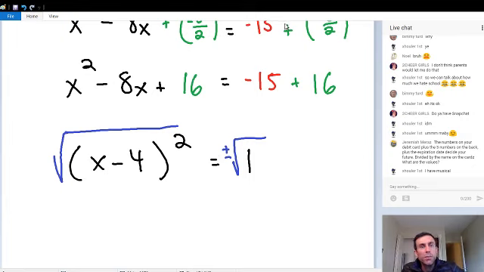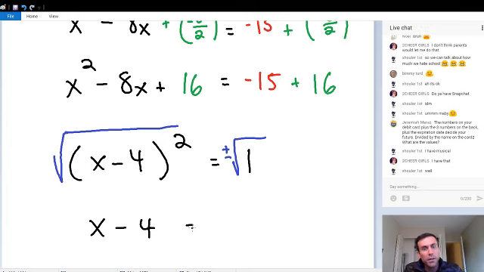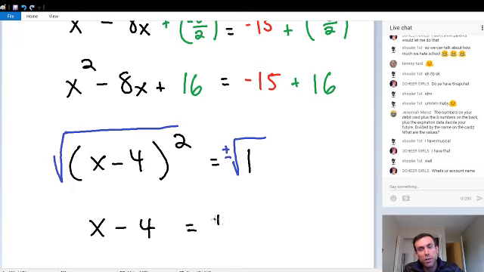So at this point, since we squared a square root on the left-hand side, the only thing we are left with is x minus 4. The square root and the square cancel each other out. And on the right-hand side, we have plus or minus the square root of 1. The square root of 1 is just equal to 1. So we have just plus or minus 1.